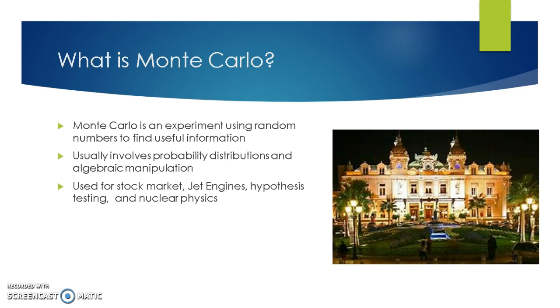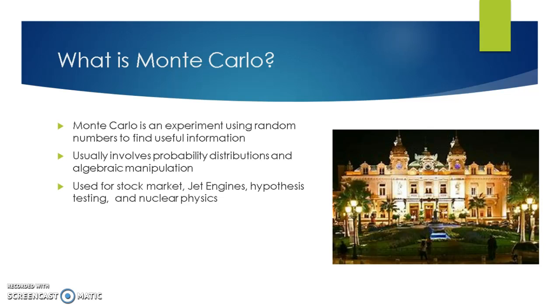So the first question on this presentation is, what is Monte Carlo? The picture here to the side is the Monte Carlo building. Monte Carlo was the code name for this project or methodology when it was being created, and it is an experiment using random numbers to find useful information. It usually involves probability distributions and algebraic manipulation.